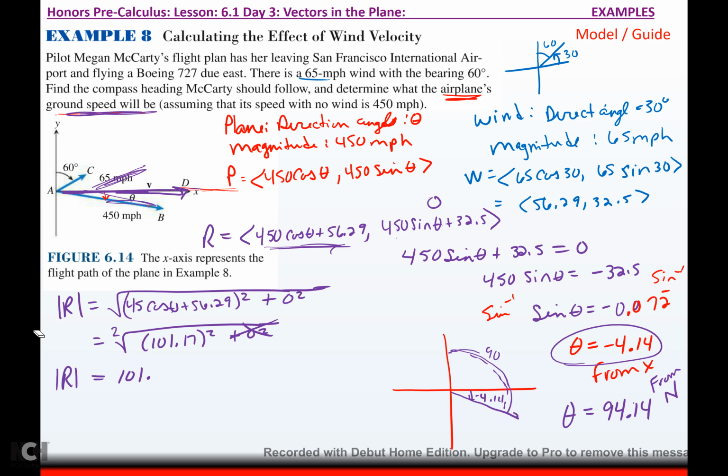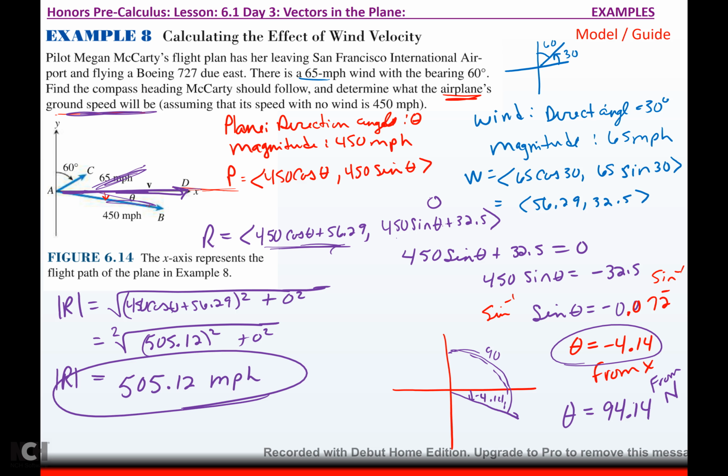All right, hold on. Oh, I typed 45, not 450. Sorry. So 450 times cosine of negative 4.14, plus 56.29. There we go, sorry. I just typed 45 instead of 450. That'll do it. So that comes out to 505.12 squared, the square root plus zero squared. The square kills the square root, and the speed is 505.12 miles per hour at that direction angle. They didn't ask for that, but there you go.